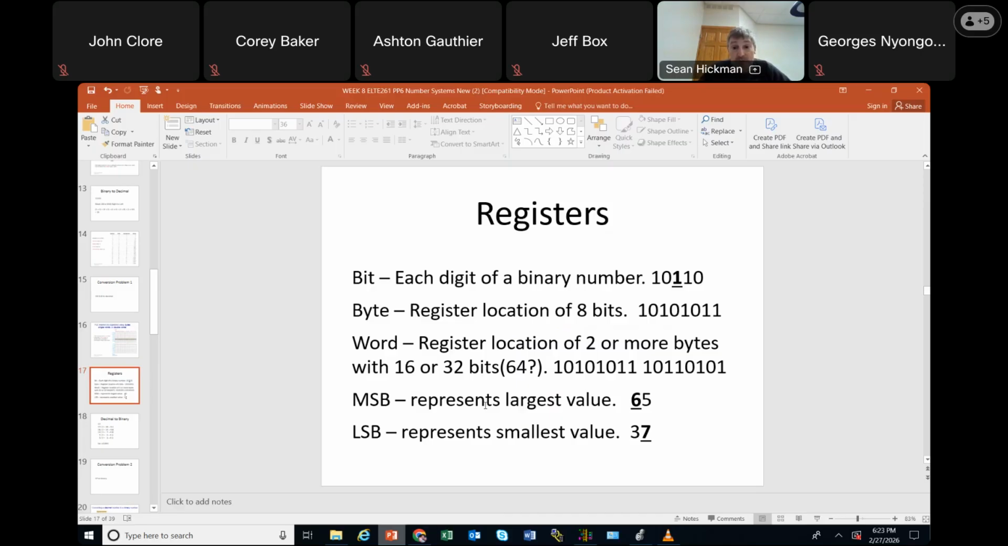The most significant represents the largest value. In this case, it's the 6. The least significant would be the one over here, the 7. So those are the least and most significant bits.